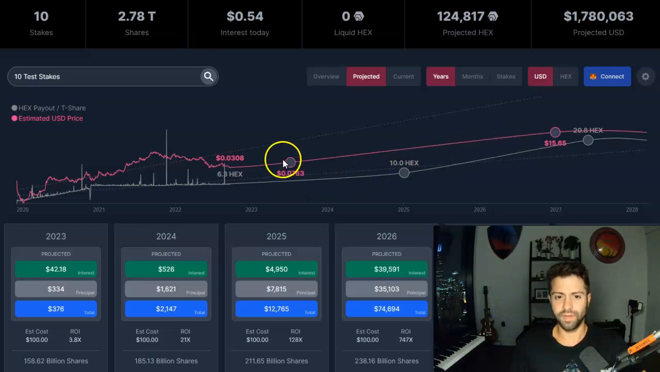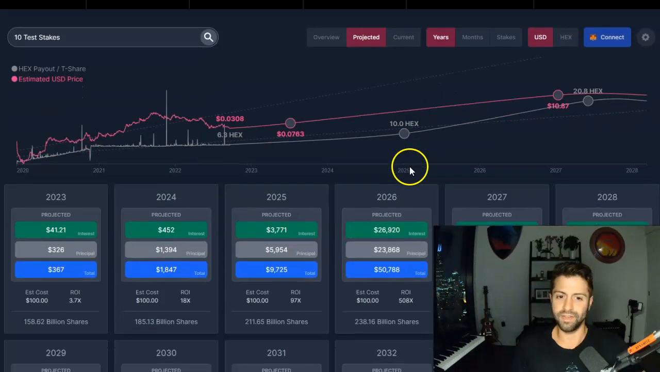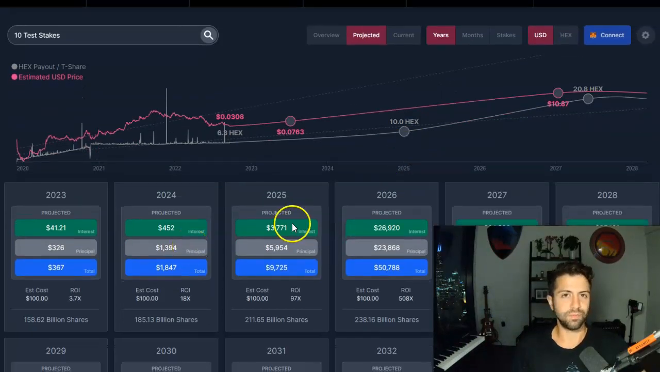And let's say it takes HEX all the way till 2027 to get up to $10. HEX, in my opinion, can easily hit $10 in the next bull market, but let's say it doesn't even hit $10 until basically almost 2 cycles from now. You're still at $1,200,000 for your initial investment of only $1,000. And obviously you're going to sell some of the principal and restake the interest.